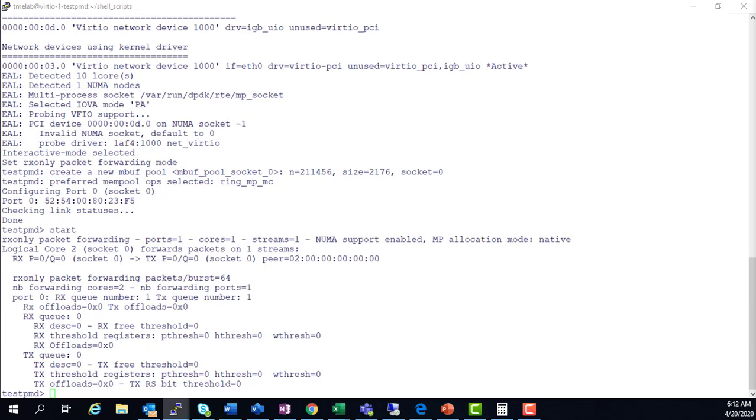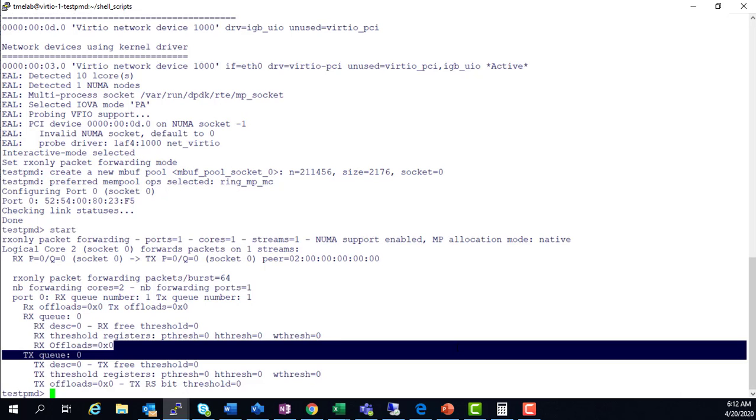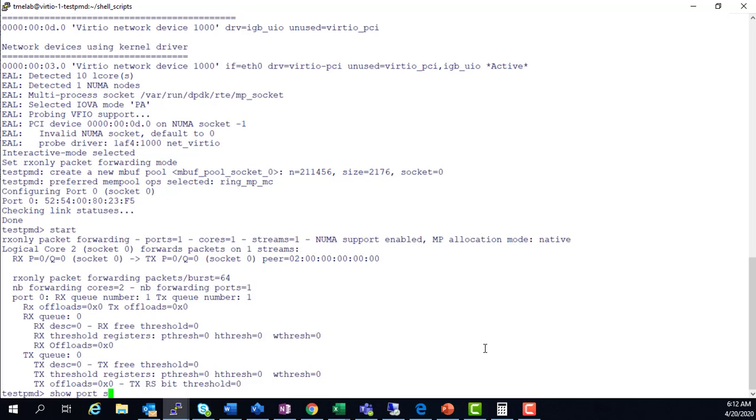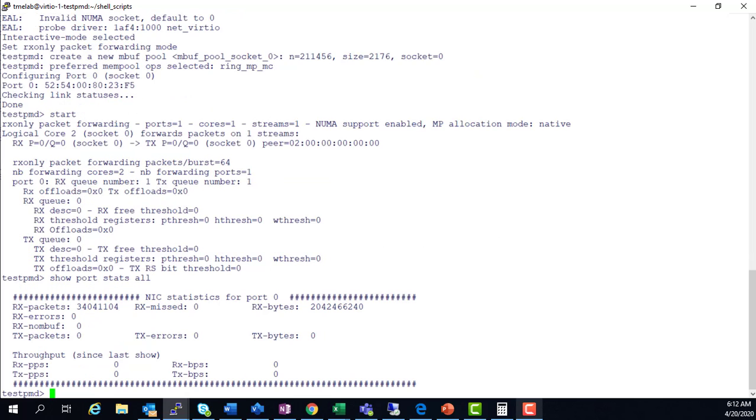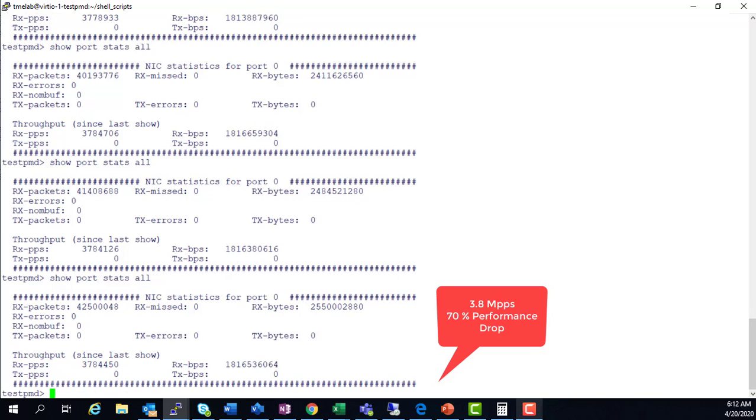With traffic now started, we go ahead and measure the amount of throughput on our VNF. In this case, we observe about 3.8 million packets per second. That is approximately 70% below 12.6 million packets per second.